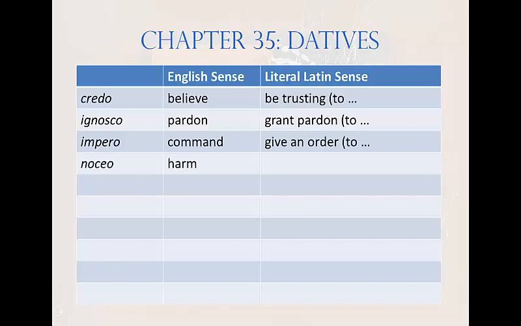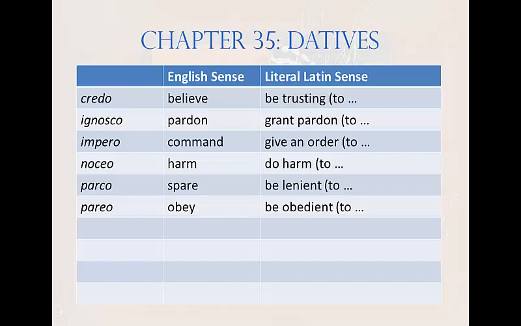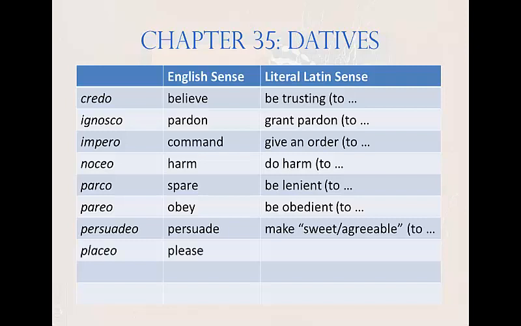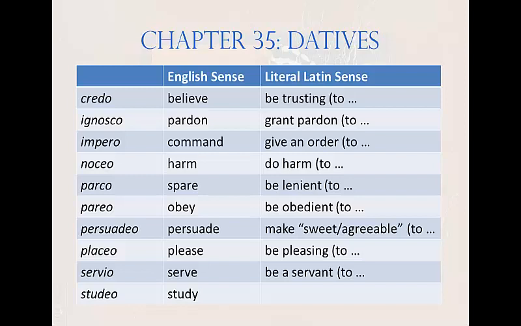Next, noceo, harm, literally do harm to. Parco, spare, literally be lenient to. Pareo, obey, literally be obedient to. Persuadeo, persuade, literally make sweet or agreeable to. Placeo, please, literally be pleasing to. Servio, serve, literally be a servant or slave to. And finally, studeo, study, literally be zealous or eager for.